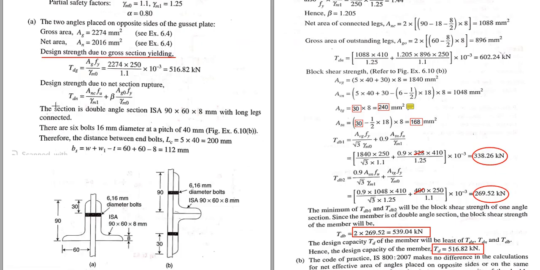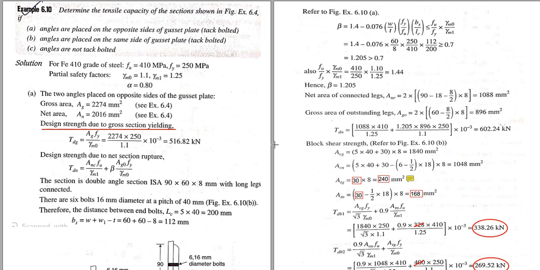Now the section is a double angle section with long legs connected. There are 6 bolts of 16 millimeter diameter at a pitch of 40 millimeter. So we can understand this from the figure. So let us find all the values one by one. So this ANC, let us find this first.